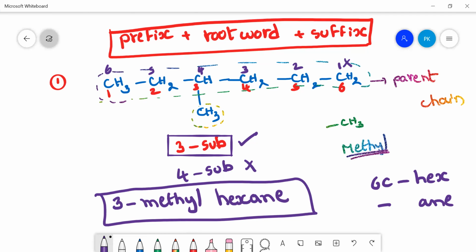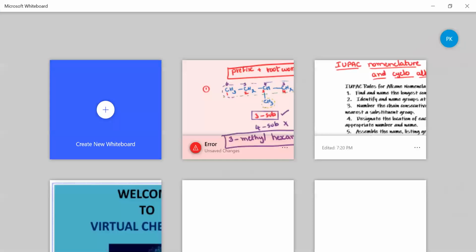Here we implemented only 2 rules. Whenever there is more than one substituent, then also you have to check that when you add the carbon numbers, they should give the least value. And if they are different substituents, their names have to be written in alphabetical order. Let's see a few more examples, students.